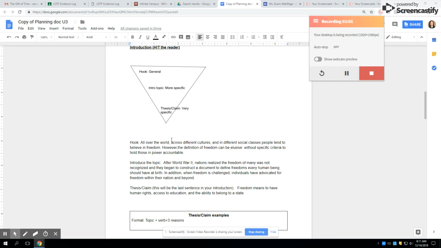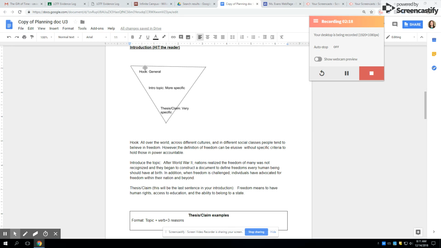We can see here for the hook that I've written a sentence that is very general. All over the world, across different cultures and in different social classes, people tend to believe in freedom. However, the definition of freedom can be elusive without specific criteria to hold those in power accountable.